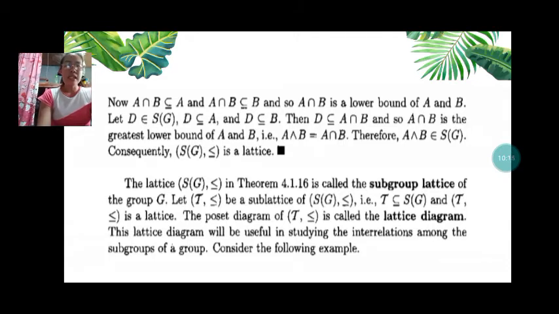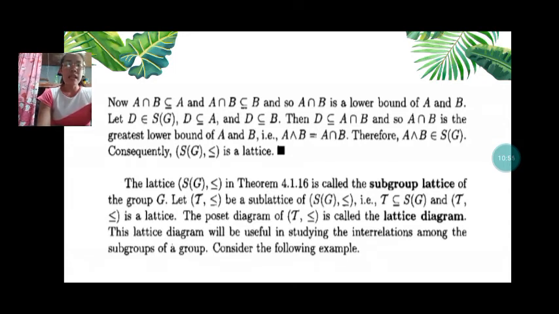Let D be an element of the set of all subgroups of G, and D is a subset of A, and D is a subset of B. Then D is a subset of A ∩ B, and so A ∩ B is the greatest lower bound of A and B. That is, A ∧ B is equal to A ∩ B. Therefore, A ∧ B is an element of the set of all subgroups of G.